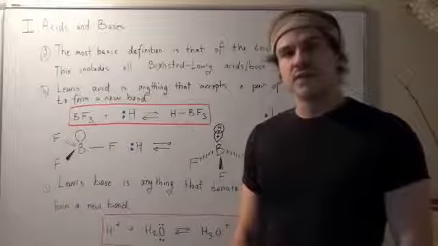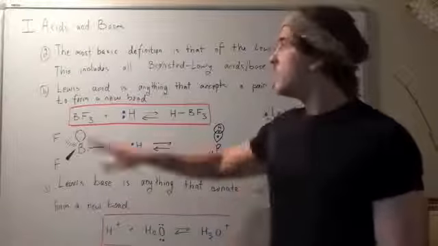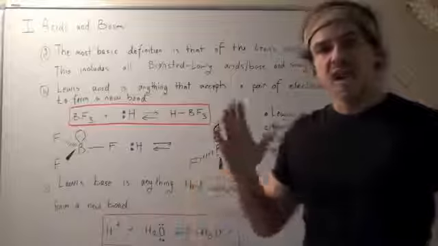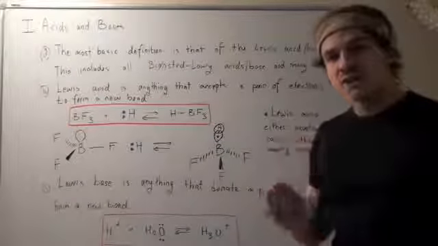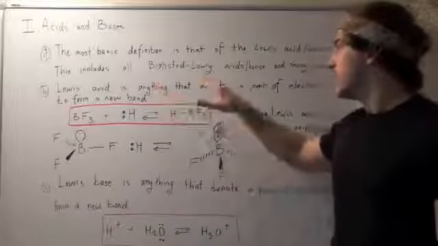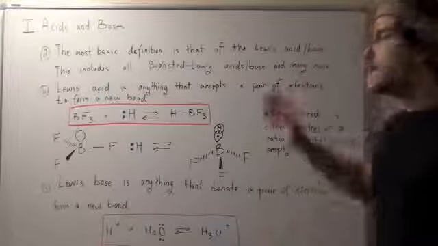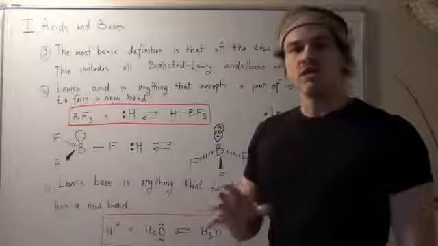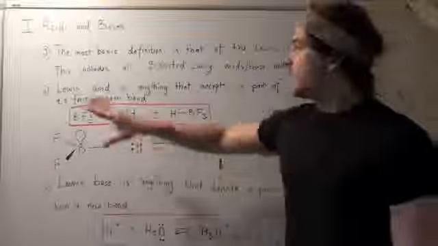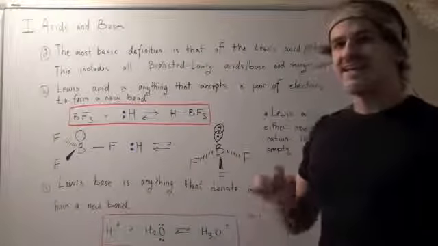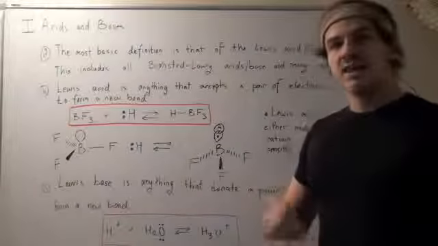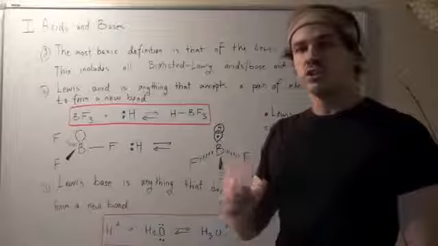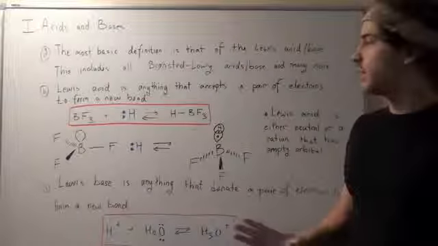Our third and final definition of an acid and a base is the most general definition, and this concept is called the Lewis acid-base concept. Now, this includes all the Bronsted-Lowry acids and bases, and many, many more. So let's look at a Lewis acid. A Lewis acid is anything that accepts a lone pair of electrons to form a new bond. And this bond is usually called a coordinate covalent bond, and we'll see why in a second.